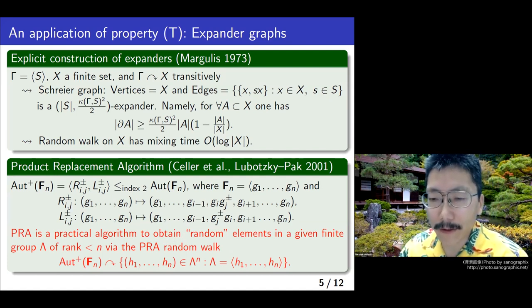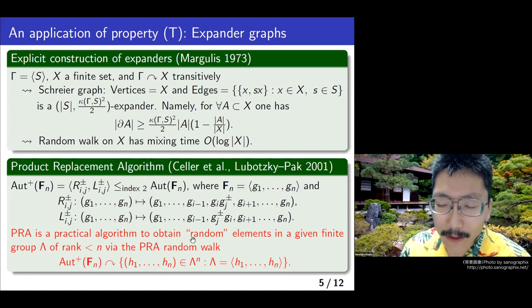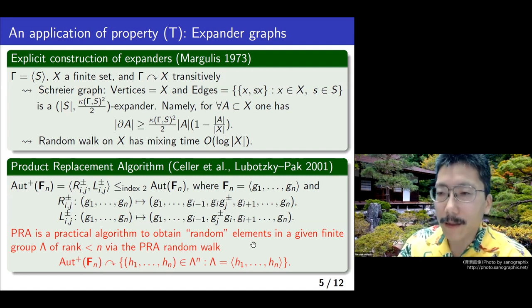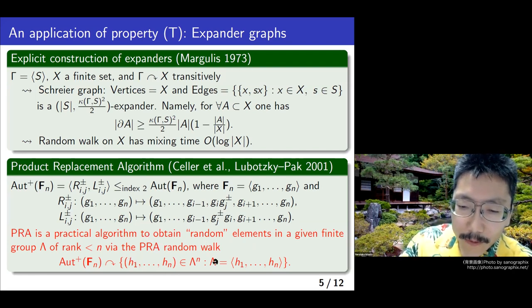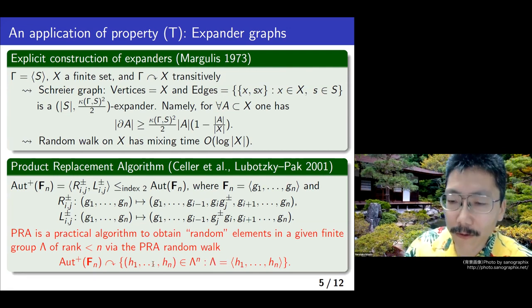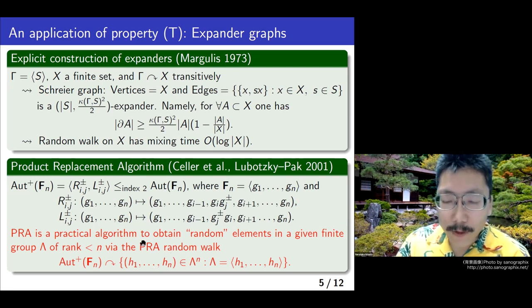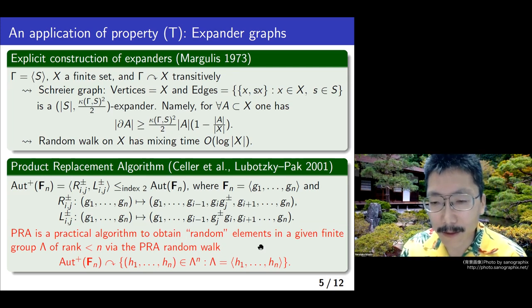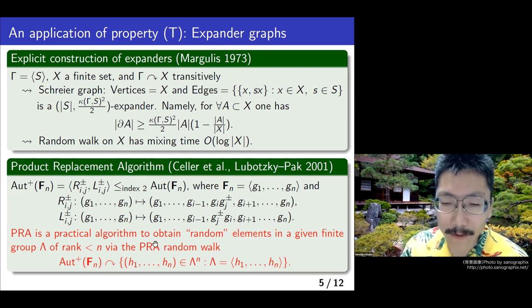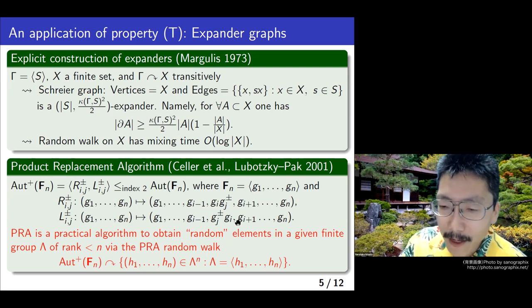And it gives you really random. It converges to the uniform distribution very quickly. For example, you can use this algorithm to estimate the size of this finite group lambda, given that h1 to hn are permutations on m1 to m. You do the product replacement algorithm several times and see when it stabilizes, when you see the same elements too often.